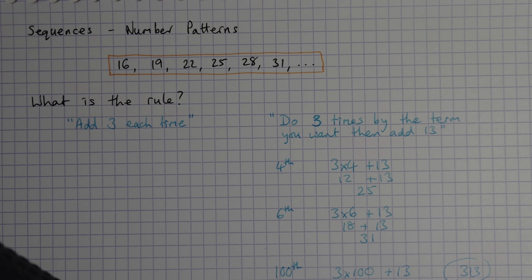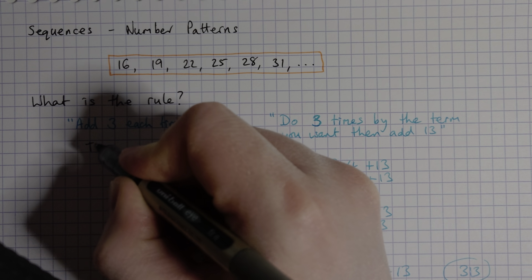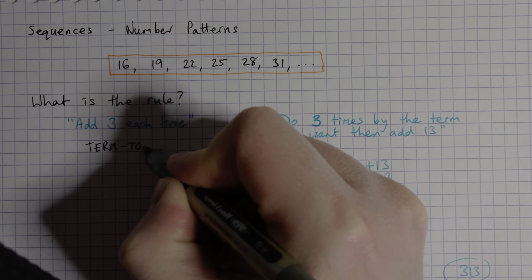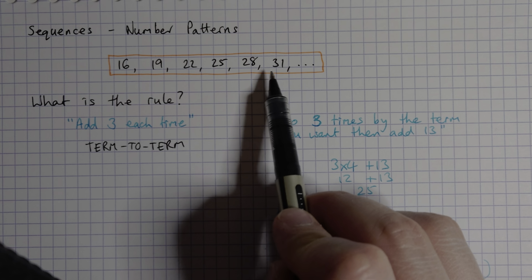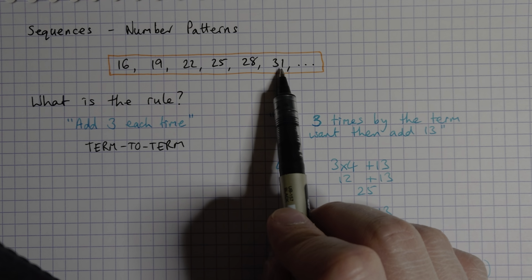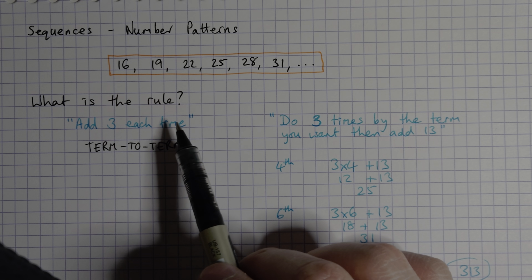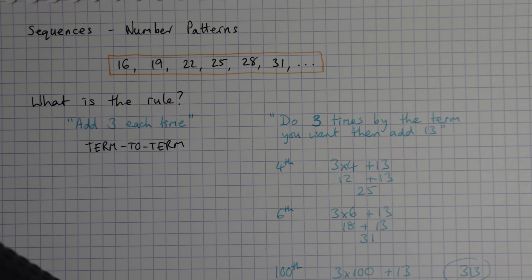You need to be aware that we have some names here. Both of these rules are correct, but they sort of do different things. This one over here is called a term-to-term rule, because if I know, say, the 6th term, if I do the rule, I get the 7th term. So I know the 6th term is 31. I'll do the rule, add 3, get 34. So the 7th term is 34. I get from the 6th to the 7th term. If I were to tell you that the 100th term is 313, but I want the 101st term, just add 3. Okay, that's the term-to-term rule. 316 would be the 101st term.